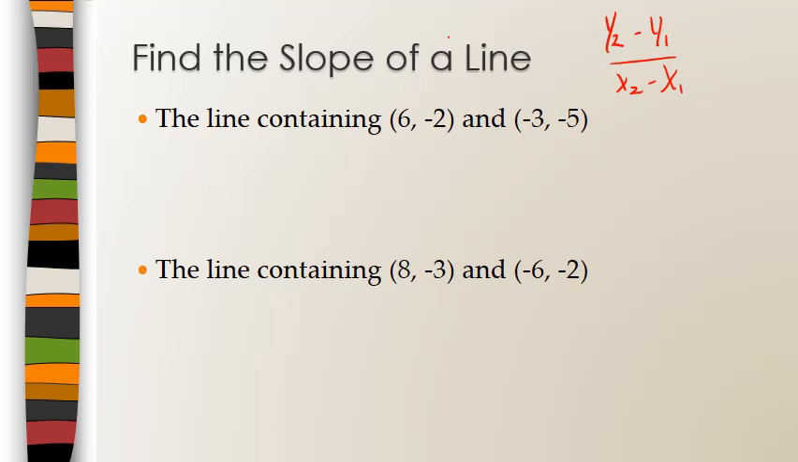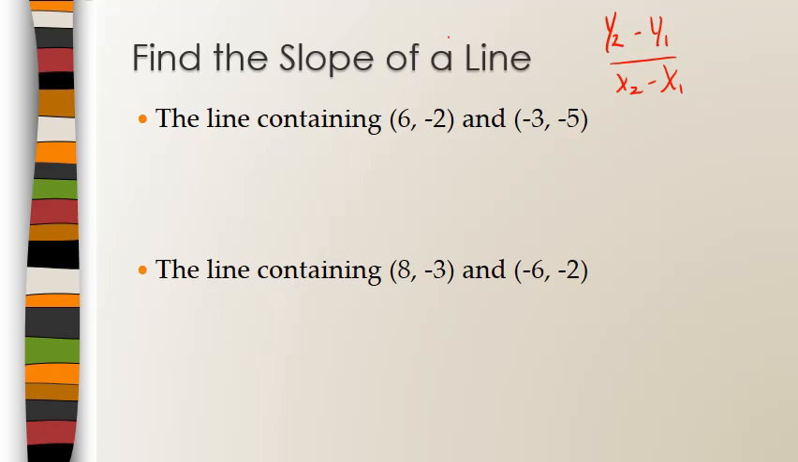And so here we're asked to find the slope of the line where the line contains the points (6, 2) and (-6, -2) and (-3, -5). So let's just set this up.